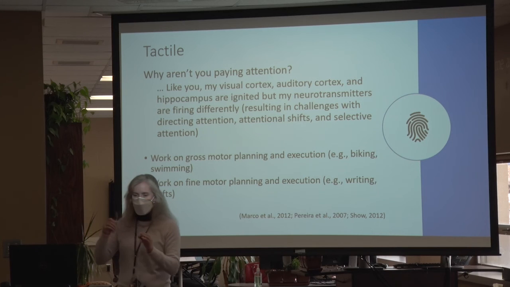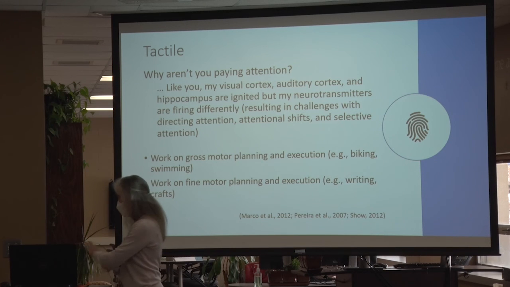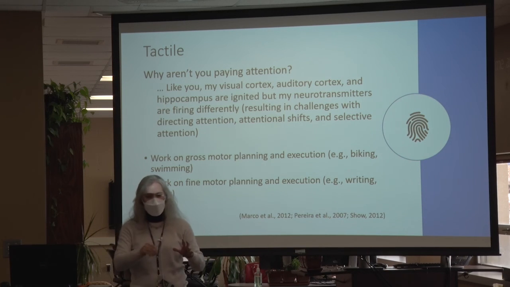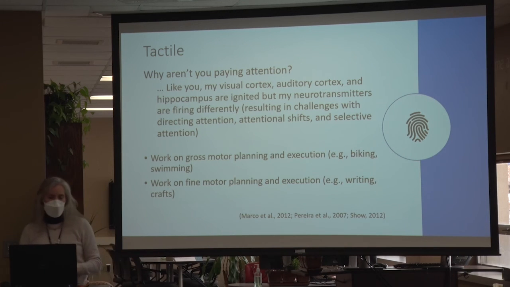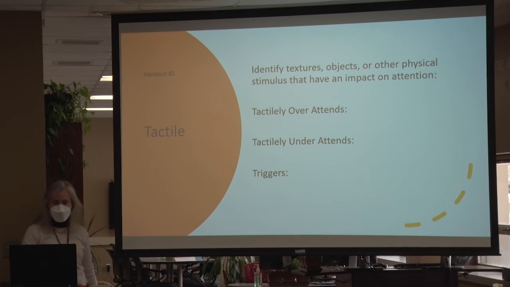Now he cried actually for a little bit while he started to regulate and complete the task, and then he regulated. So can we do something to change the tactile experience to help him get regulated? And it worked. I try to include movement whenever possible with my kids, especially if they're in a place where they're stuck. All right, so I want to know, what are they overly attending to tactilely, under attending, and potentially any triggers from a touch perspective?